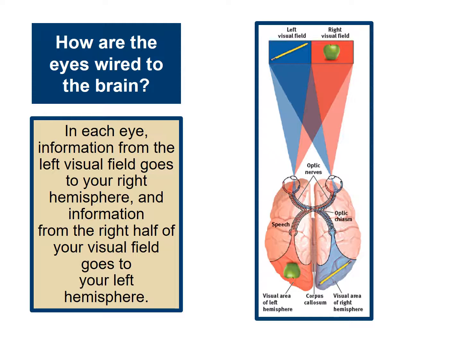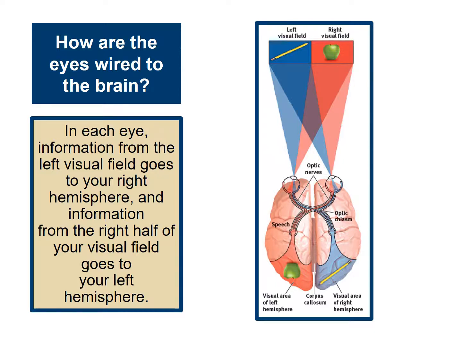Related to the split brain, I need to go into how the eyes are wired to the brain before we get back into more about the split brain. In each eye, information from the left visual field goes to the right hemisphere of your brain, and information from the right half of your visual field goes to the left hemisphere. So your left visual field is registered in your right hemisphere and vice versa.